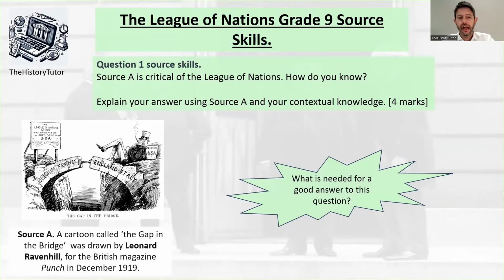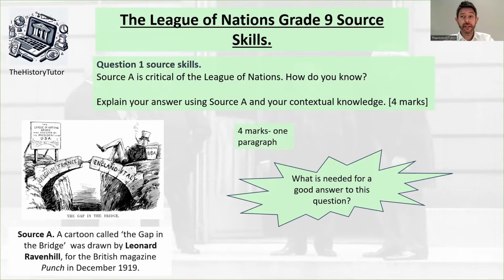So there is our source. It's the gap in a bridge source, which many of you would have seen in your textbooks. So what do we need to do to answer this question correctly? Have a think for a moment. What are the skills you need to show to do this correctly and get 4 marks? Have a think. All right, here's what I've come up with.